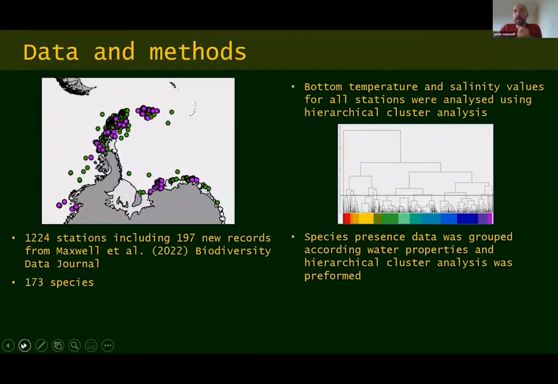So then we got the bottom temperatures and salinity values for every station, and we ran cluster analysis on that, which produced 18 groups. And after that, we used these groups and we put in the faunal data into these groups and reran hierarchical cluster analysis using a group average linkage to see what we got. So what did we get?